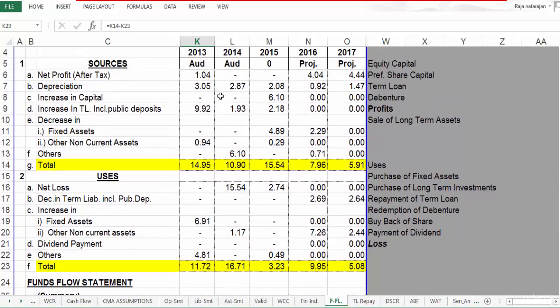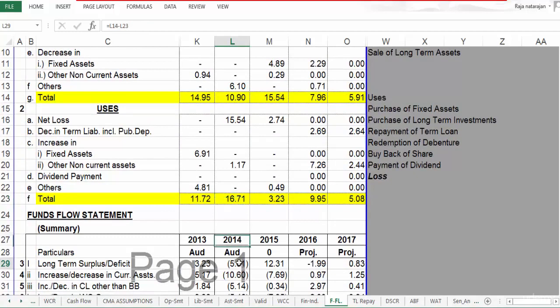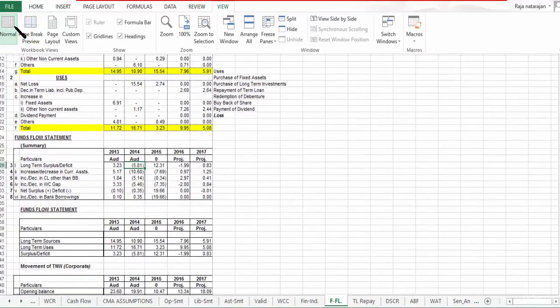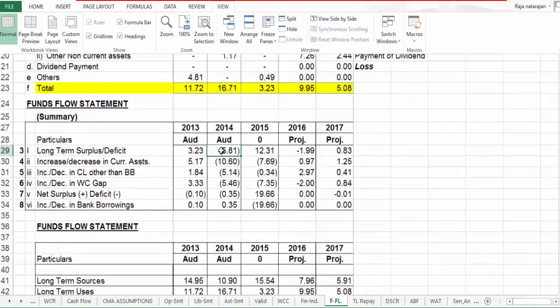But look at next year 2014, long-term sources are 10.9, uses are 16.71. Why is it so huge? Because that company was suffering a loss of 15.54, and because of that it has become such a big number. Now what is the impact? The source is only 10.9 whereas use is 16.71. It means they are landing in a deficit of 5.81. Let me just make it a little more readable.